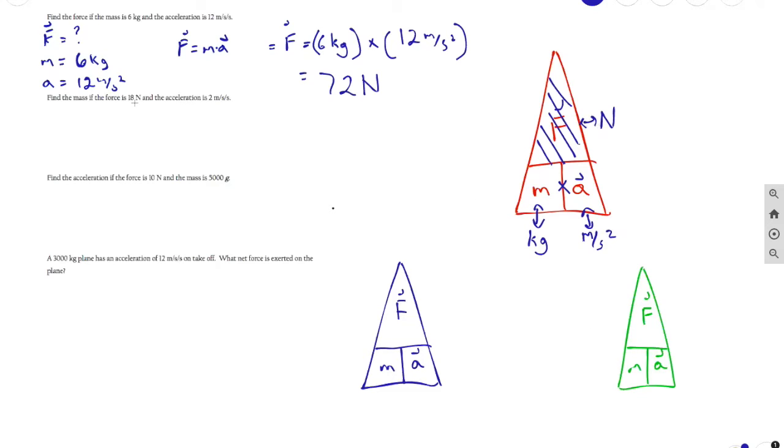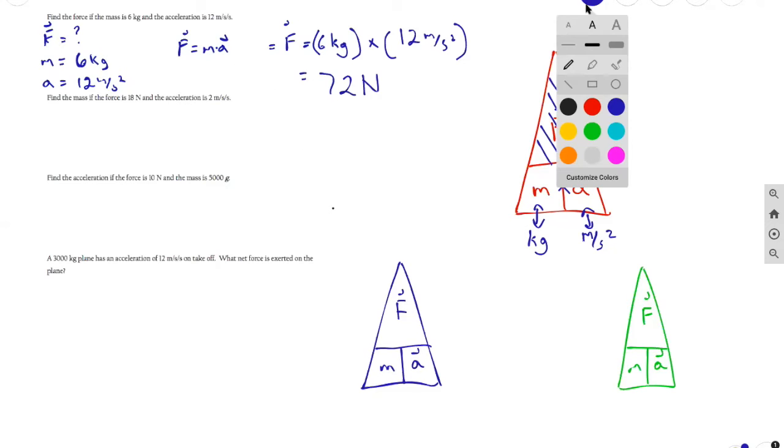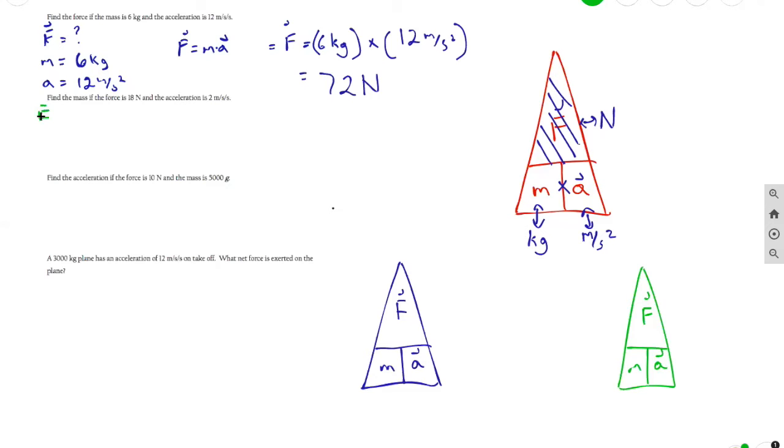Okay? All right. So let's see if we can use these other triangles to help solve the second problem. It says find the mass if the force is 18 newtons and the acceleration due to gravity is 2 meters per second squared. So the force is 18 newtons. The acceleration is 2 meters per second squared.